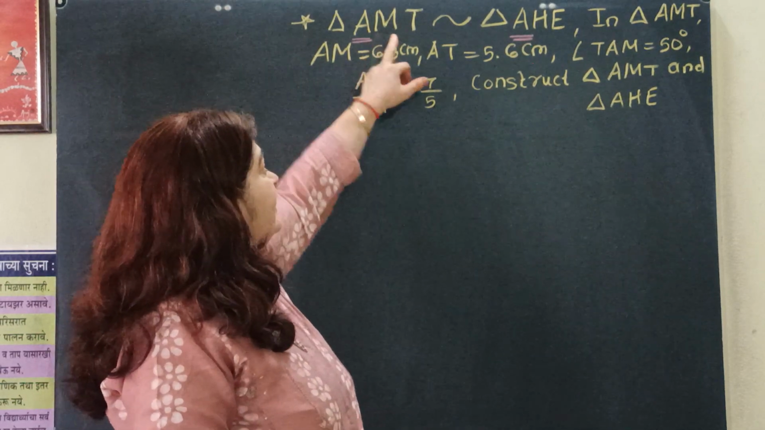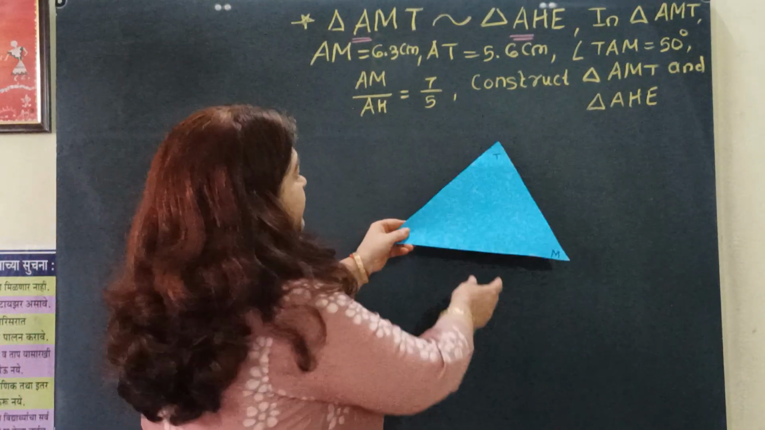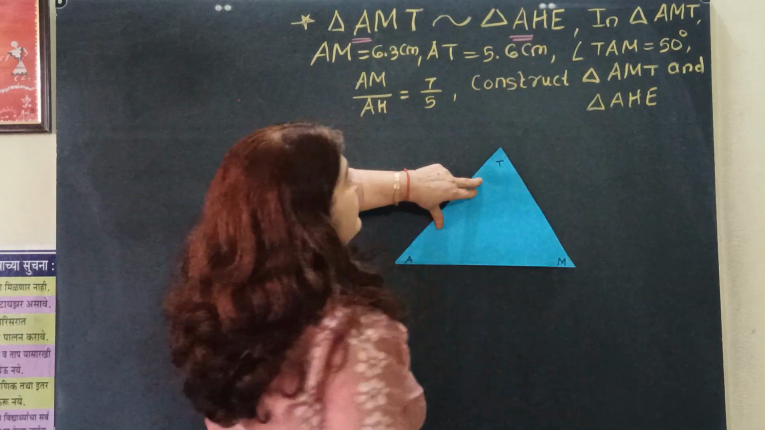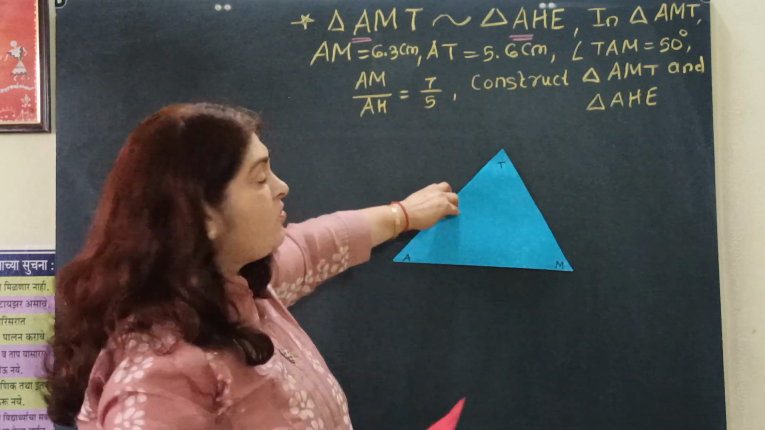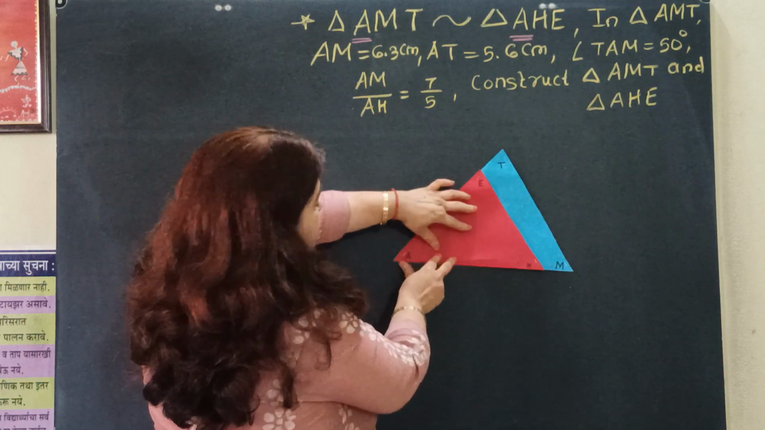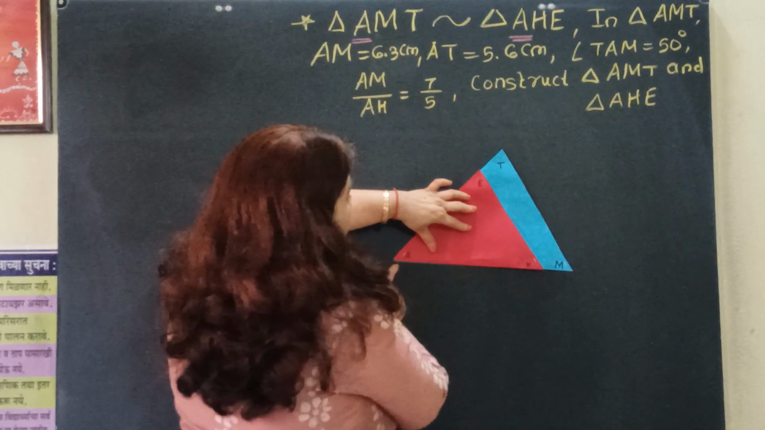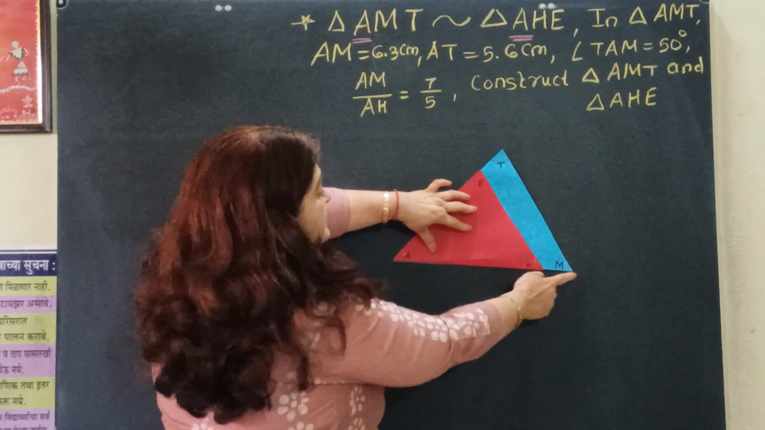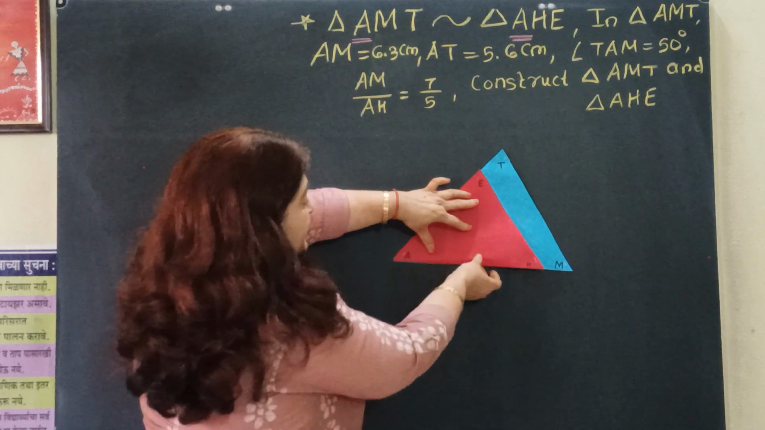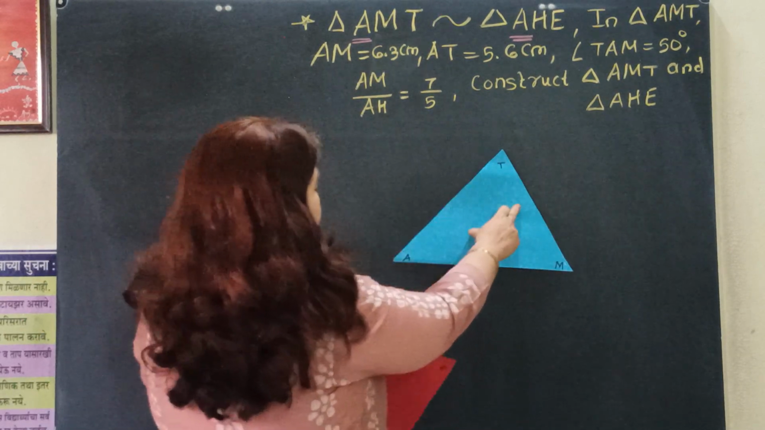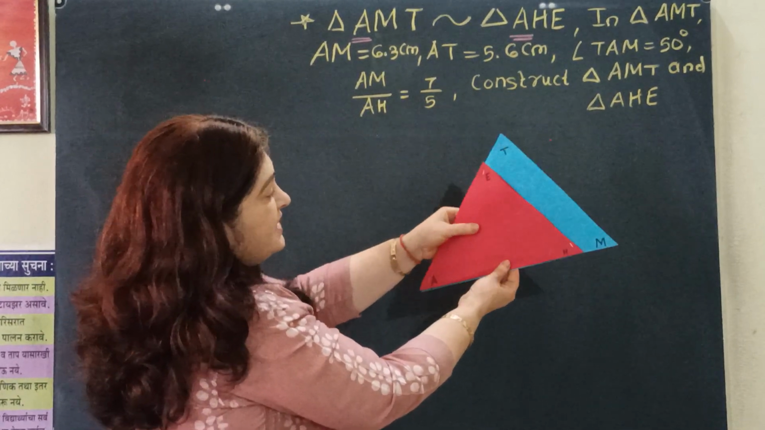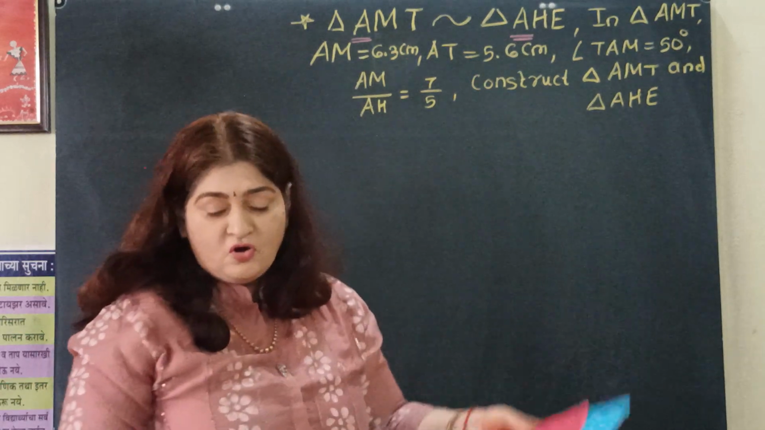So first let us draw this triangle AMT. A is a common vertex of the second triangle AHE. So we will keep A common and we will draw the second triangle AHE, which is overlapping this, and these two are in proportion of 7:5. AM upon AH is 7/5. So this way the two triangles will be constructed which have a common vertex A. A for AHE, and A is a common vertex for AMT. So we have to overlap vertex A, and these two triangles are special triangles, and how to draw them we are going to study.